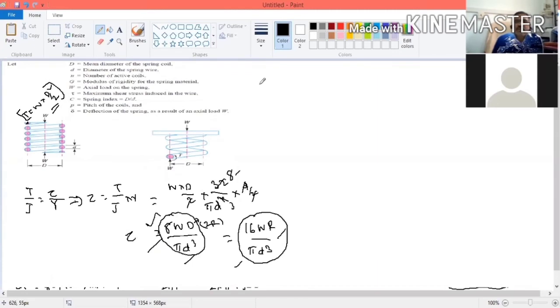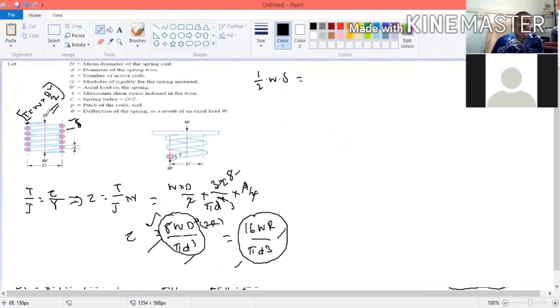So now let us derive the equation for deflection. If you want to calculate the value of deflection, I am going to find the work done and the energy stored. What is the work done? The load W is acting and it is subjected to a deflection of delta. Then the work done is equal to half into W into delta. This is stored in the spring in the form of strain energy.